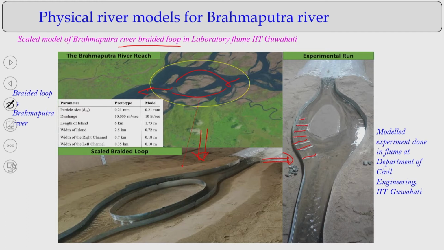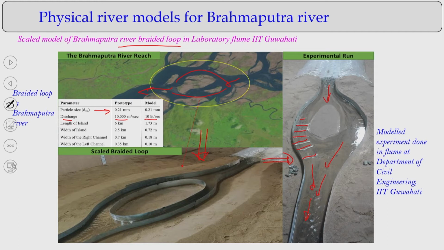Before implementing the geotubes, we can know what the impact of the geotubes on river morphology is. We conducted a study to look at how effective the geotubes are for arresting bank erosion. The particle size D50 of the prototype and of the model is the same. The river discharge is 10,000 cubic meters per second, and in the model it is 10 liters per second.